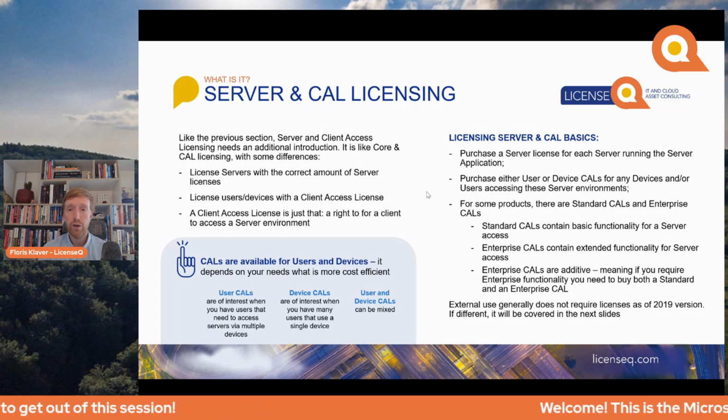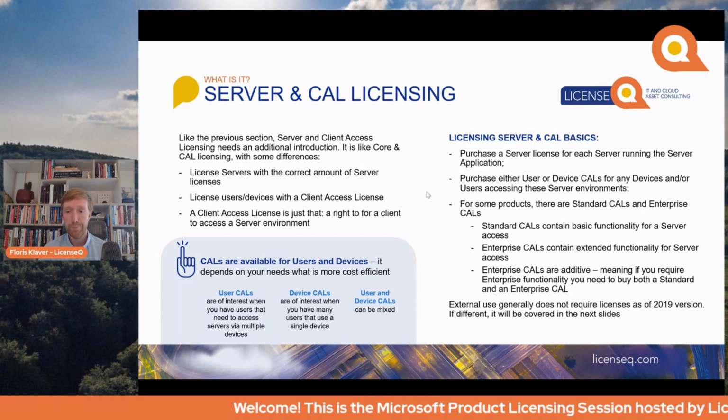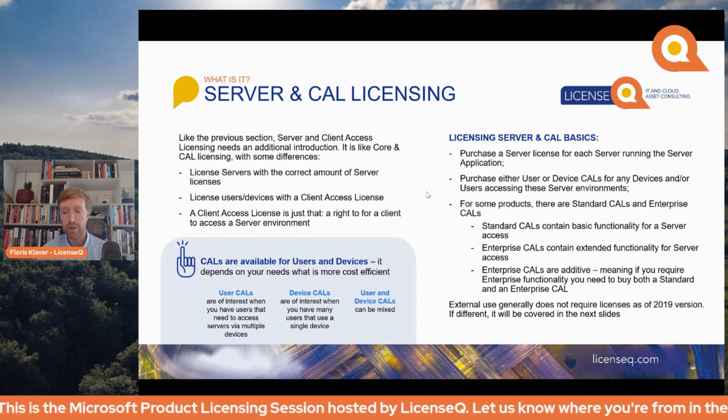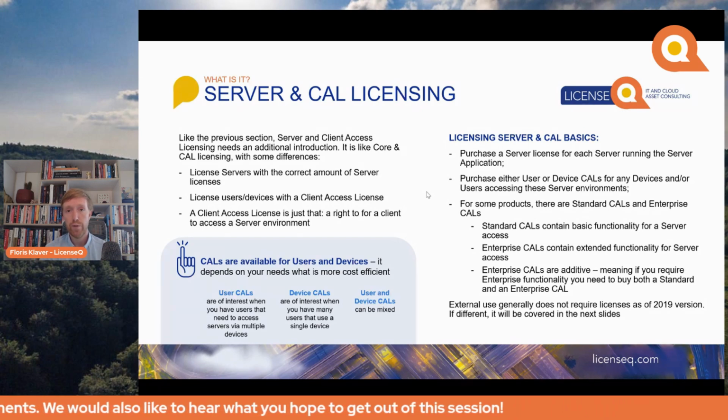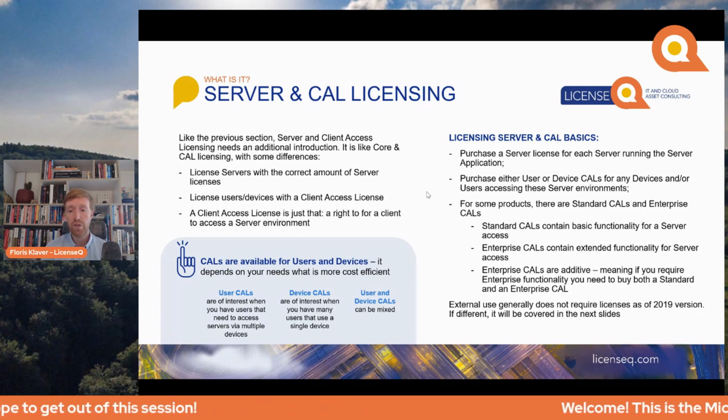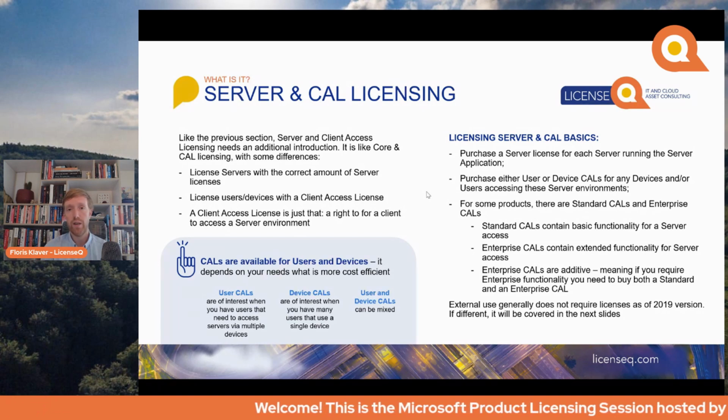And sometimes you need to look into whether you need standard or enterprise client access license functionality. Standard CALs are usually for basic functionality, and enterprise CALs contain extended functionality or even additional products. These enterprise client access licenses are additive, meaning that if you require functionality that is based in an enterprise client access license, you need to buy both a standard and an enterprise CAL. So you can't just buy the enterprise client access license. You need to buy both a standard and an enterprise one.